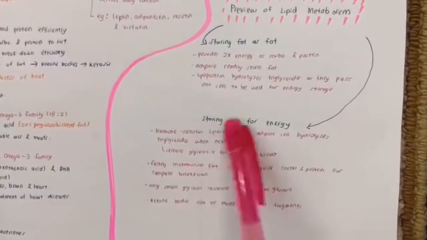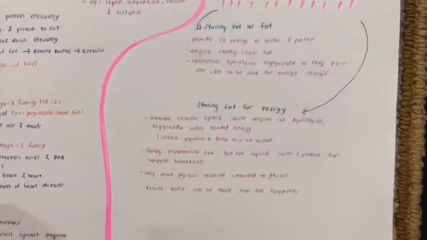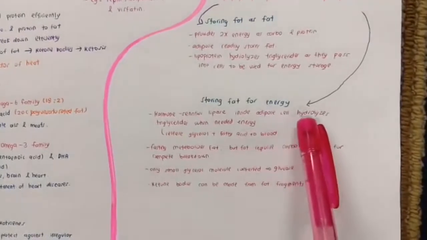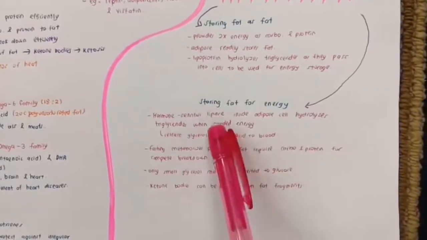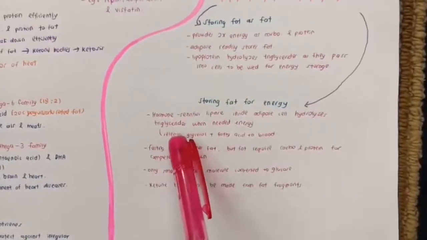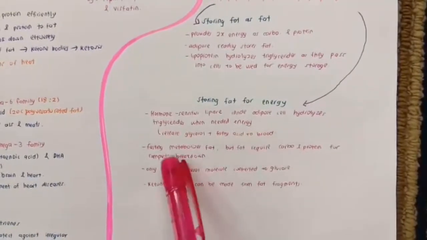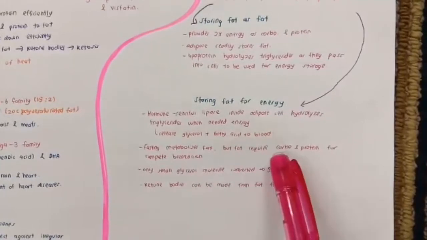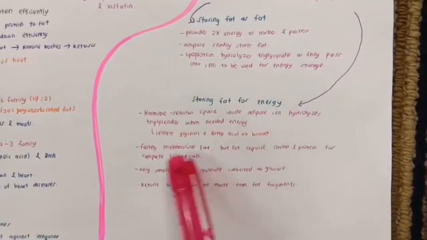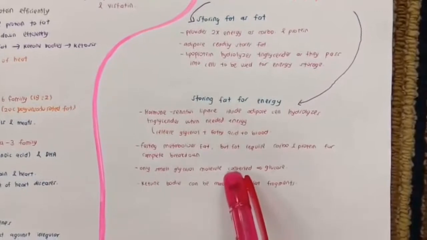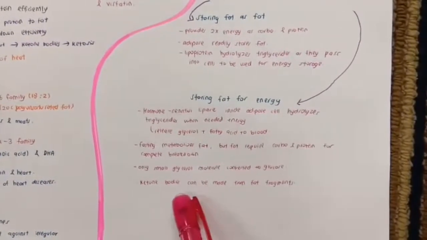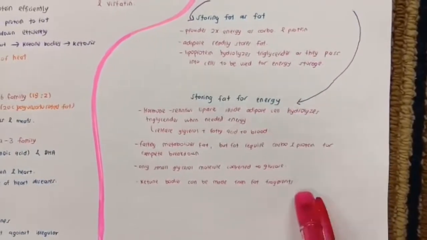And second, using stored fat for energy. Hormone-sensitive lipase inside adipose cells hydrolyzes triglyceride when energy is needed. Triglyceride will release glycerol plus fatty acids to the blood. Fasting metabolizes fat, but fat requires carbohydrate and protein for complete breakdown. Only the small glycerol molecule can be converted to glucose. Ketone bodies can be made from fat fragments.